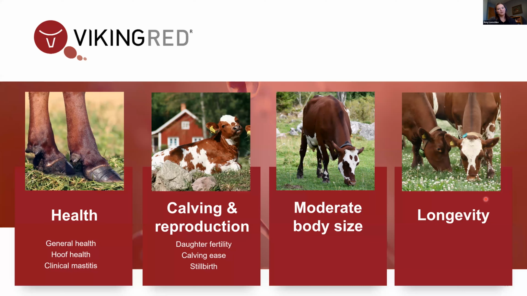Let's move on and talk about the red breed cluster. VikingRed is used in ProCROSS because they contribute a lot of health genetics to the 3-breed cross. They're a very healthy breed with good hoof health, low in clinical mastitis, low in somatic cell count. They're a strong calving and reproduction breed: fertility, calving ease, and stillbirth. They really bring this calving ease component to our 3-breed cross for ProCROSS.